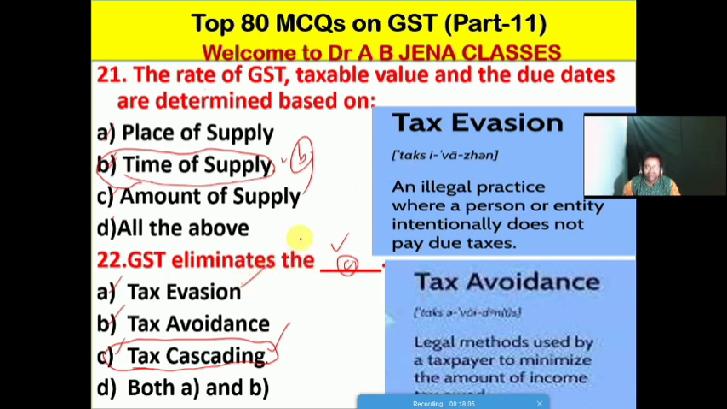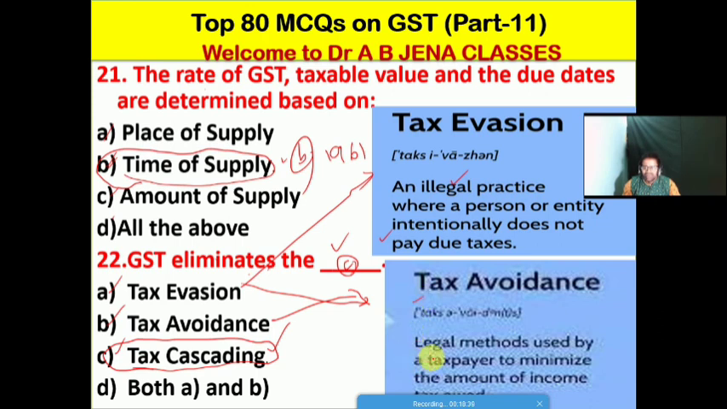Friends, आइए थोड़ा चर्चा करेंगे दोबारा. What is the meaning of tax evasion? So tax evasion is an illegal practice where a person or entity intentionally does not pay the due taxes. So it's the meaning of tax evasion. It is the illegal practice as per the Income Tax Act 1961.